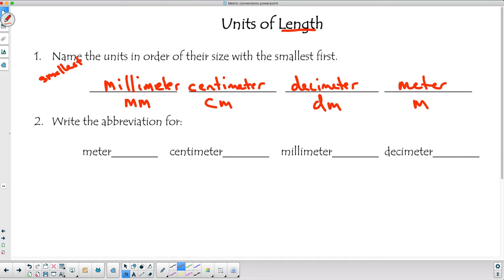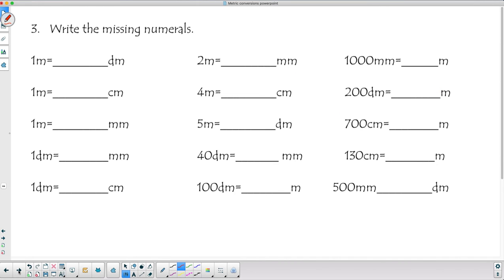So write the abbreviations for the following. So meter, of course, would be just m. cm, we just went through all this. mm, and dm. Okay, I want to make sure that we're all clear on that so you know what we're talking about.